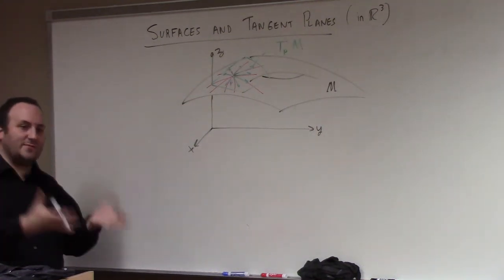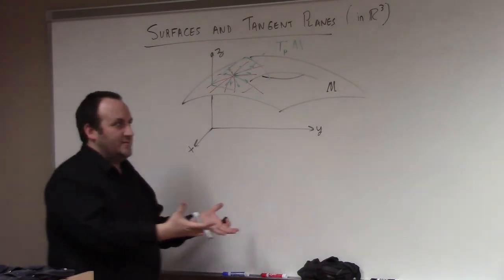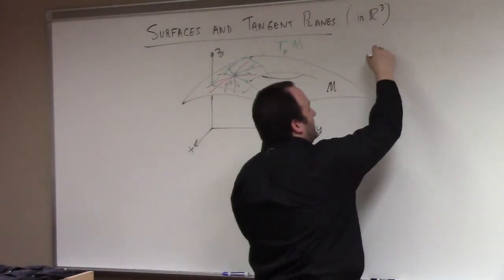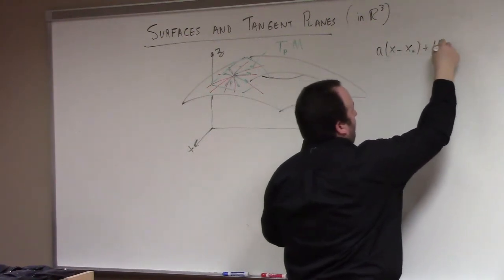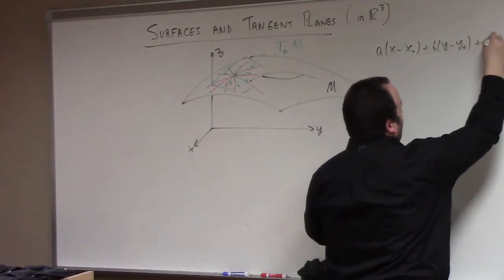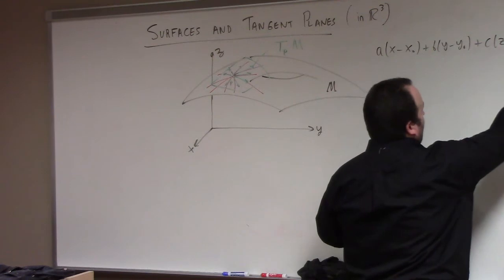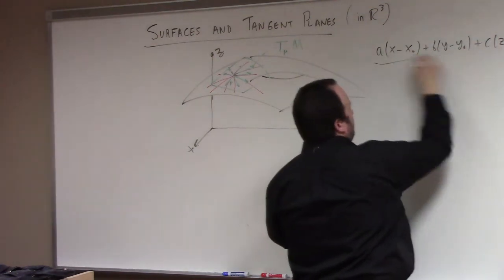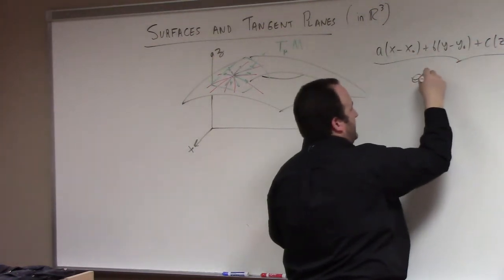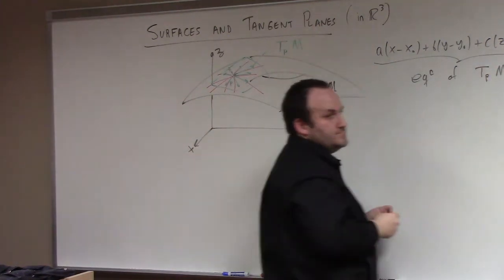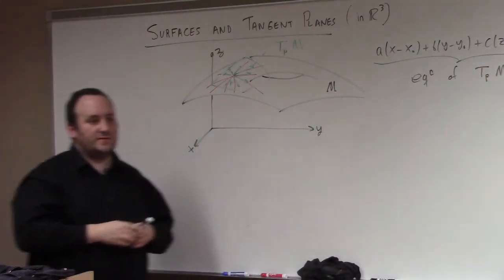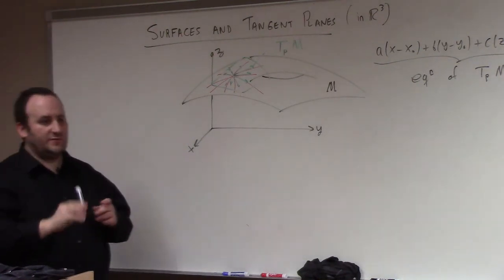How do we describe a plane? Base point and normal vector. Base point and normal vector, right. So something like this, right? So this would be the equation of the tangent plane. How do you find that, is the question, for a given surface?